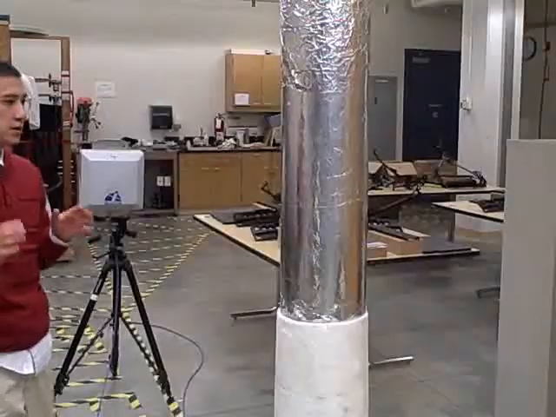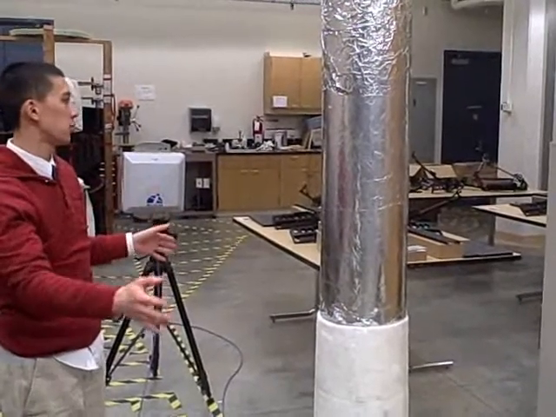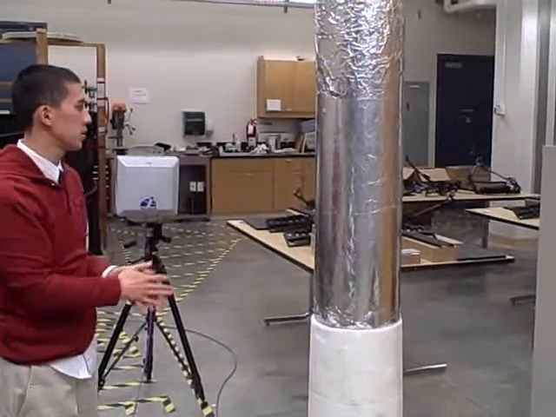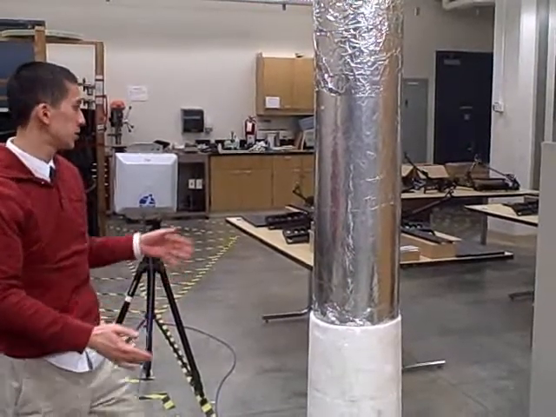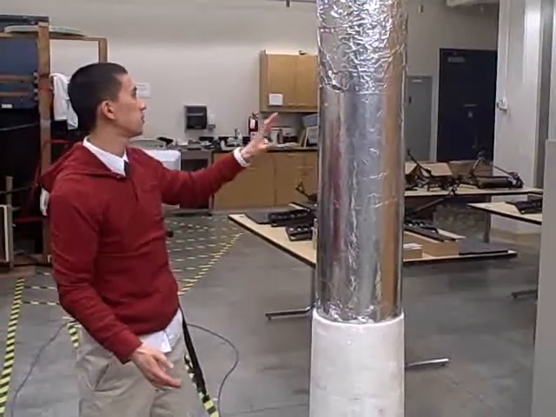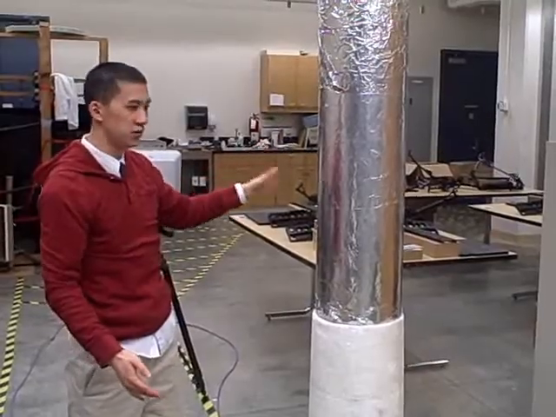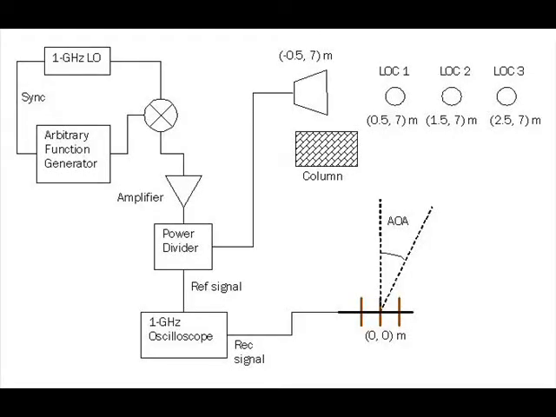Next, we took all of our equipment outdoors and tested our algorithm using this cylindrical target, which is made out of tinfoil as a reflector. This is a block diagram of the setup we used outdoors. The transmitter was put behind the column to block the direct path. We then tested the target at 3 positions, measuring distance using the correlation method and angle of arrival using the MUSIC AOA algorithm.